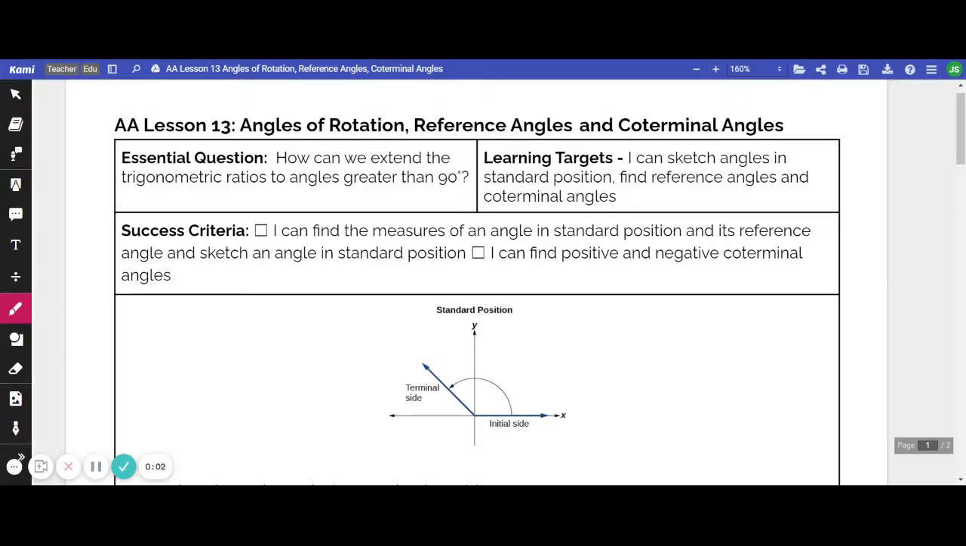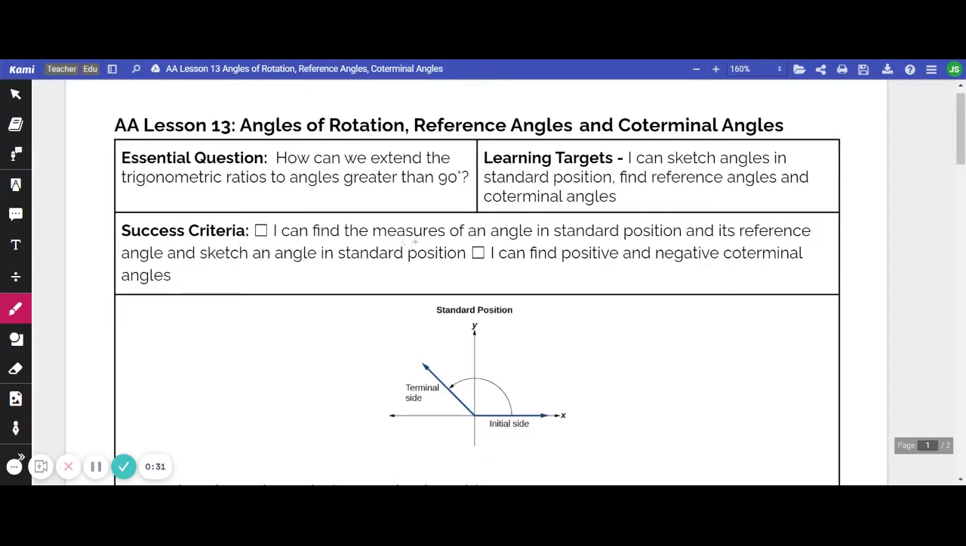Lesson 13. We're going to start talking about angles that are on a coordinate grid, so on an X, Y grid. Today we're just going to talk about those angles, and then we're going to talk about some more specific ones coming up in future lessons. So, essential question: how can we extend trig ratios to angles that are greater than 90? So we're going to go above or beyond 90 degrees.